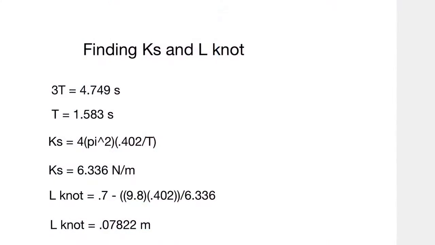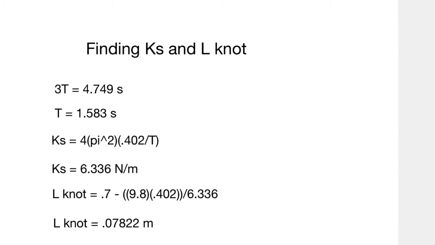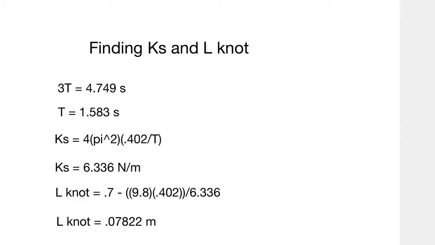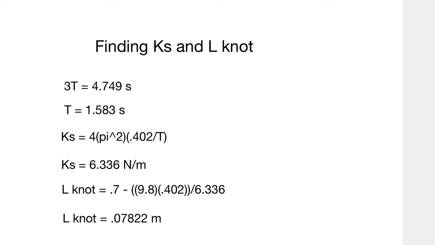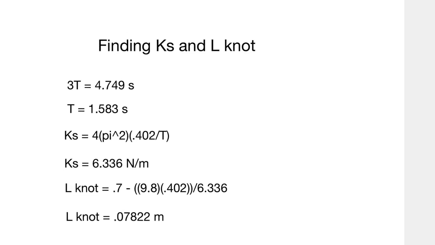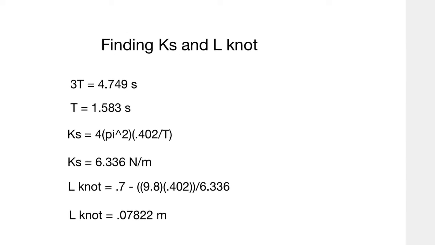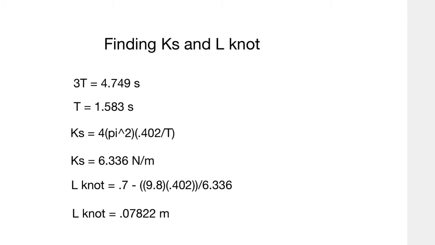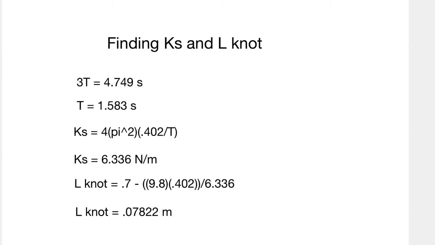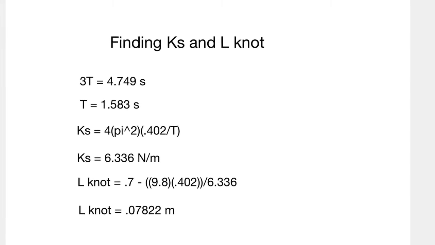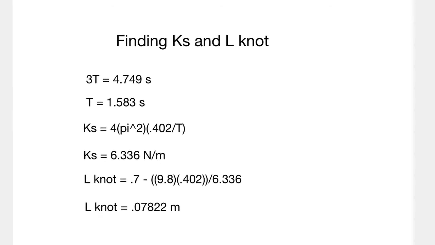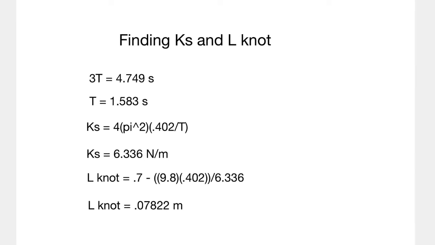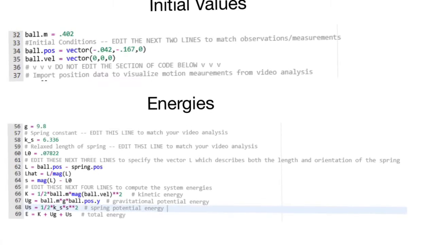Next, we need to find the spring constant and L naught. To find the spring constant, we need to know the period of oscillation, which is found by taking the time at the third trough and dividing it by 3. Once the period was found, we plugged that value into the respective equation and found the spring constant. After finding the spring constant, we were able to take that value and plug it into its respective equation as well. Since the mass was given and we found the initial position, L naught, and the spring constant, we were able to transfer that data to our code in VPython.